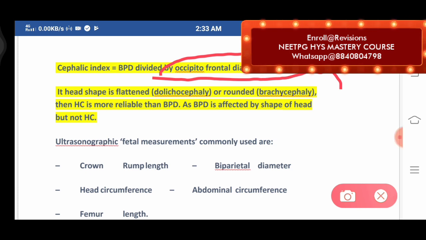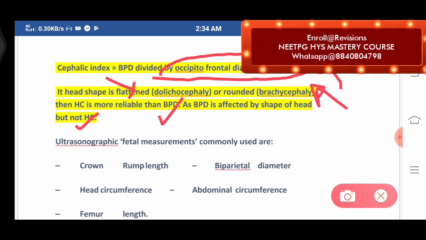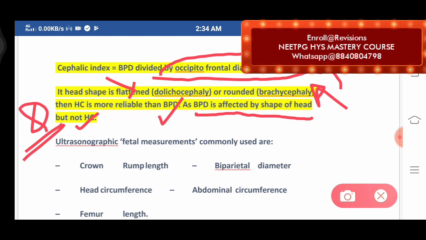So if I ask you, what is more reliable, biparietal diameter or the head circumference? If you apply your logic, head shape varies. It may be flattened in dolichocephalic and it may be rounded in brachycephalic. So head circumference is more reliable because biparietal diameter is affected by the shape of the head but not the head circumference. So many MCQs get solved with this simple logic.